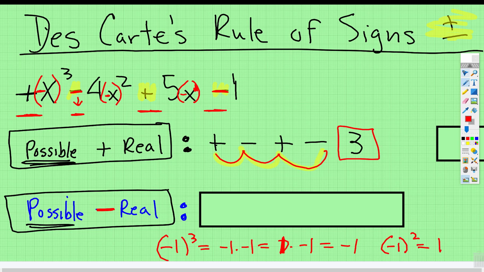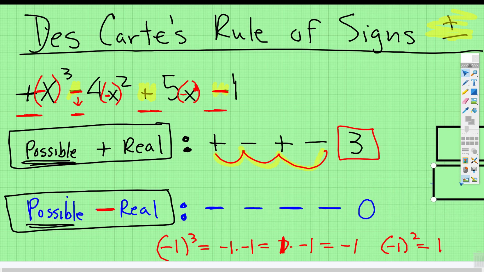Now, you're going to write down, well, we have negative, negative, negative, negative. There are no sign changes, so that's a possibility of 0. So that's it for Descartes' rule of signs.